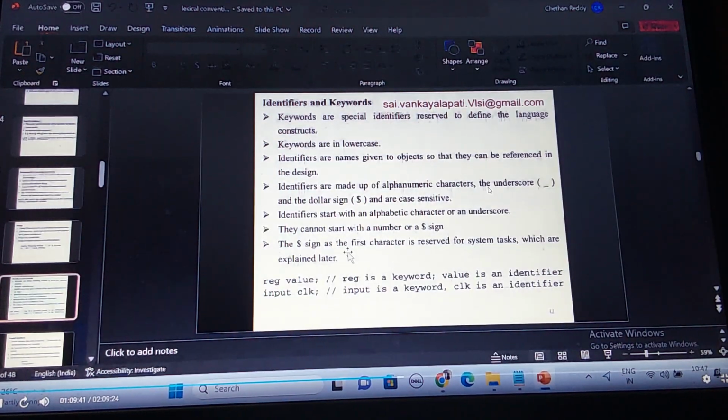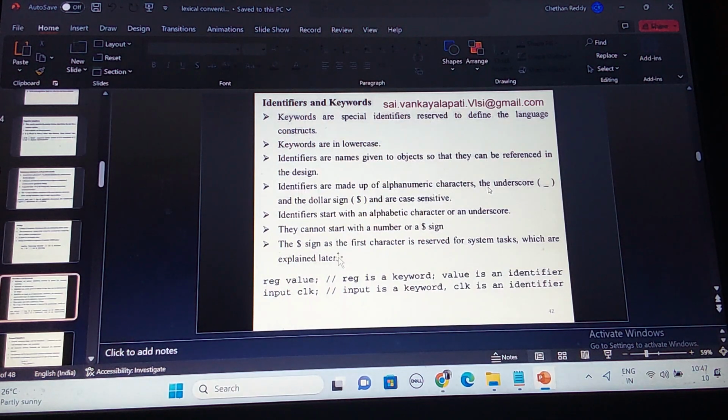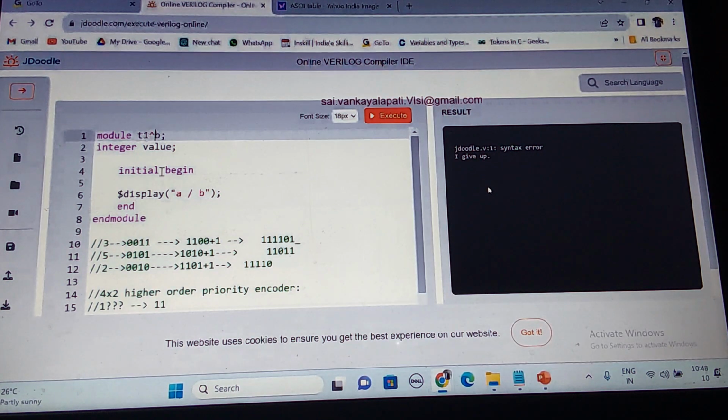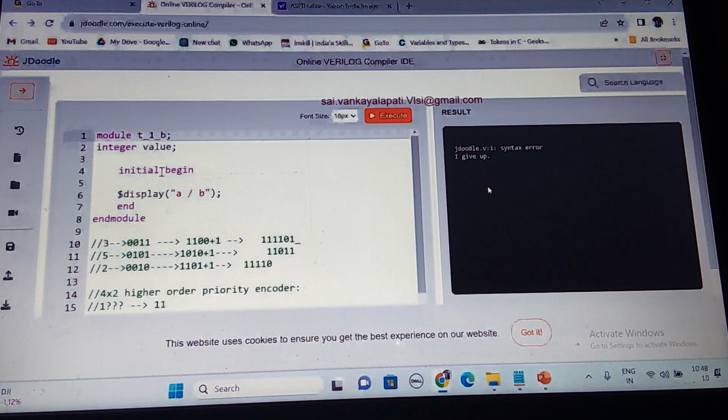We will start with the session. So this is the register keyword and value is the identifier. And then input is the keyword, clock is the identifier. Now in this example, you can tell me what are the keywords and what are the identifiers. Module name is an identifier. Is it a legal identifier or an illegal identifier? Suppose if I'm going to write a special symbol, is it a legal identifier? No. If I'm writing like this, it is a legal identifier. If I'm going to write like this, legal identifier. It will allow underscore.